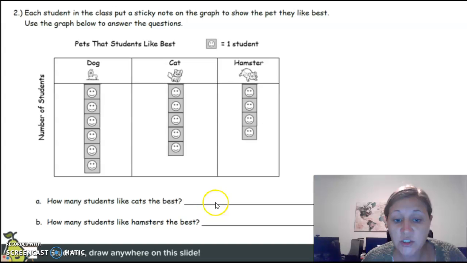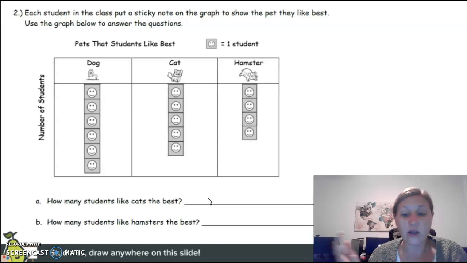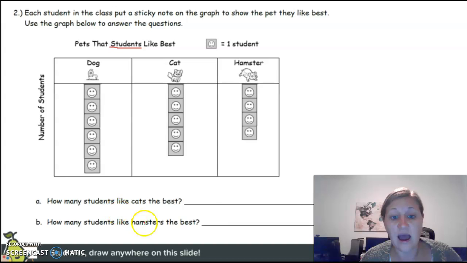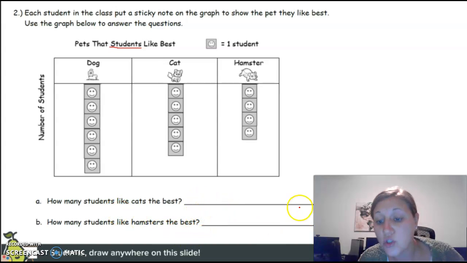When you're answering your question, don't just write a number, because if you just write a number, I have no idea what you're talking about. I don't know if you're talking about apples or airplanes. When you tell me the number, make sure you write the word students after. And the word students is right here. So if you think that 6 people like cats, then you'll write 6 students. Please make sure you give me that label, which is students.